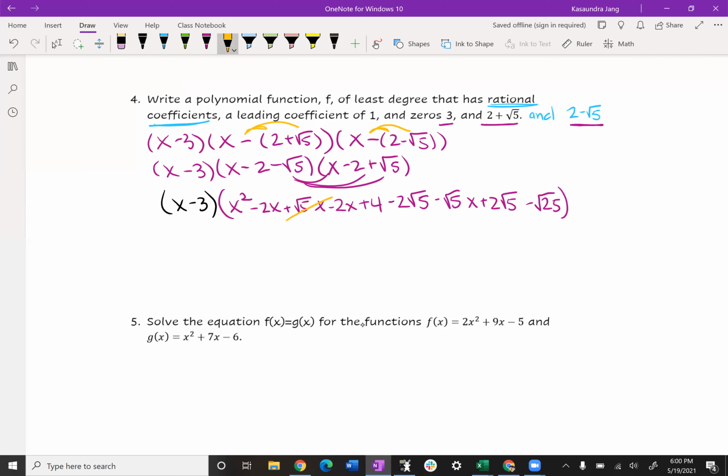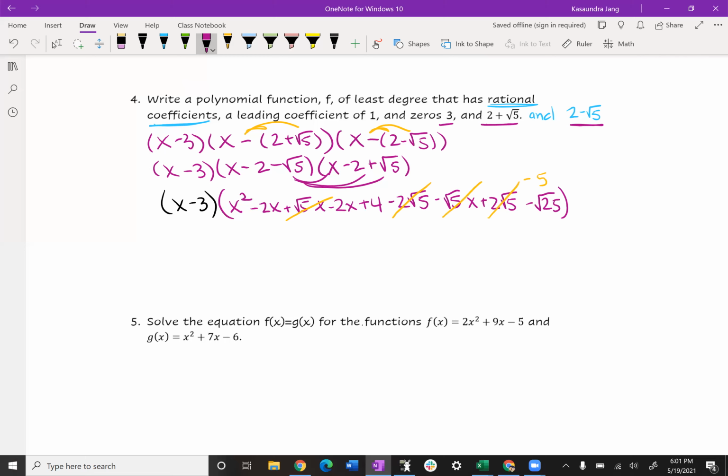I got a positive root 5 times x and a negative root 5 times x. Positive, negative, those add up to 0. All right. Negative 2 root 5, positive 2 root 5. Again, same thing, positive and negative. So they're gone. This other square root doesn't really cancel anything out, but I do know the square root of 25 is a nice pretty whole number. That's a 5. Keep in mind you are subtracting that, so it's a minus 5 there.